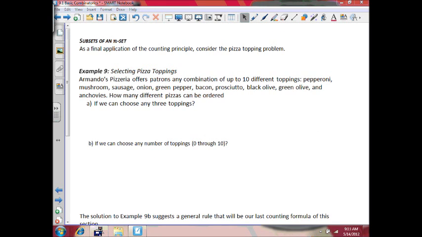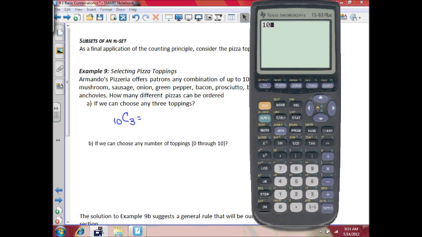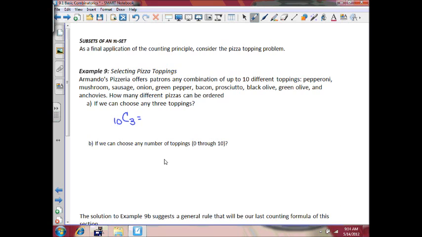As a final application of the counting principle, consider the pizza topping problem. Now, Armando's Pizzeria offers patrons any combination of up to 10 toppings. How many different pizzas can be ordered if we can only choose any 3 toppings? So we have 10 different toppings, but we're only going to choose 3. So how many different pizzas can we create? So what we're going to do is 10 choose 3. 10 choose 3 is 120 different pizzas.